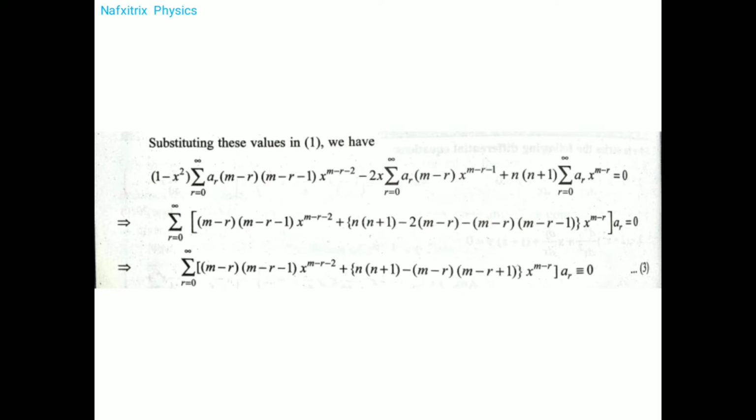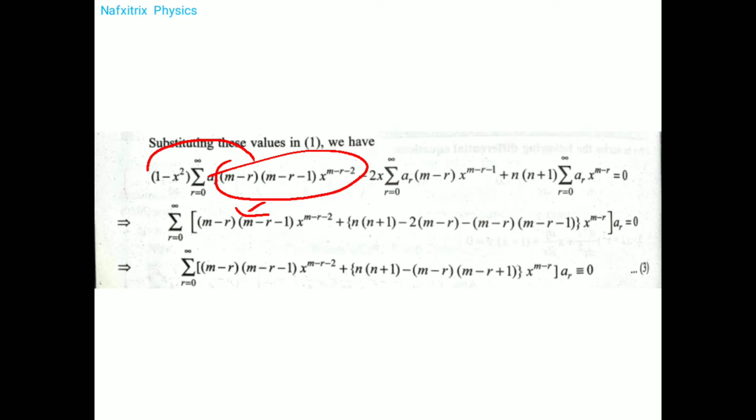So what we need to do here is, first of all, if we multiply, this is 1 into this entire thing. If we do multiplication, what we would get is a_r. So a_r is taken as common from the entire equation, since a_r is there everywhere. So that one we would keep aside. Other than a_r, 1 into this entire thing comes here: (m minus r)(m minus r minus 1) x power m minus r minus 2.